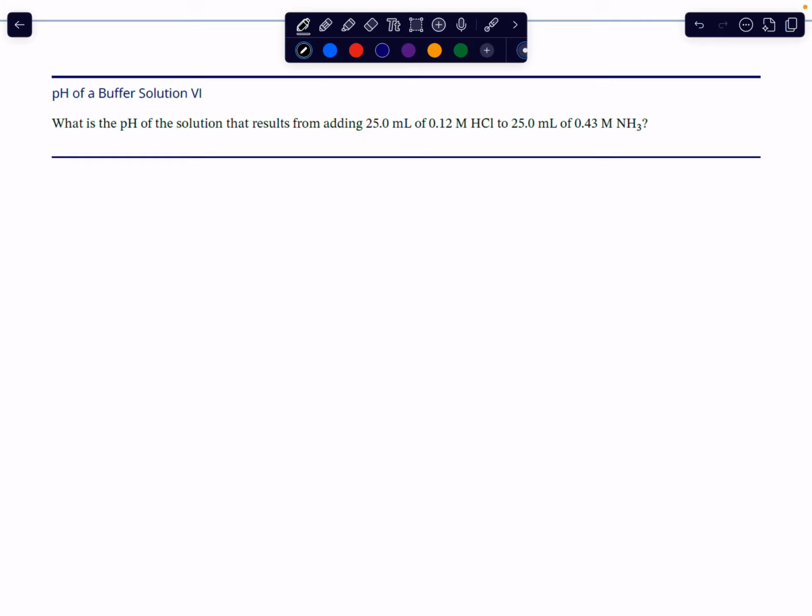Hello everyone. So we're on to another example, and in this example we're asked what is the pH of a solution that results from adding 25 milliliter of a 0.12 molar hydrochloric acid solution to 25 milliliter of a 0.4 molar solution of ammonium. All right, and this is an interesting question.